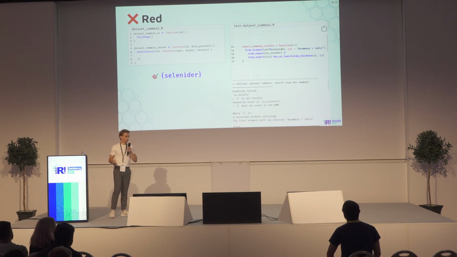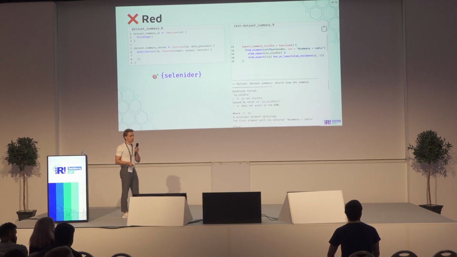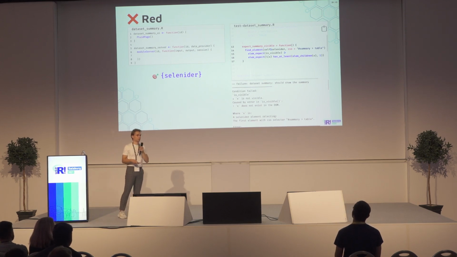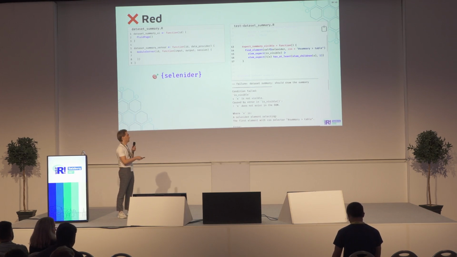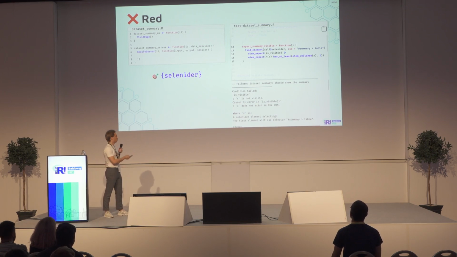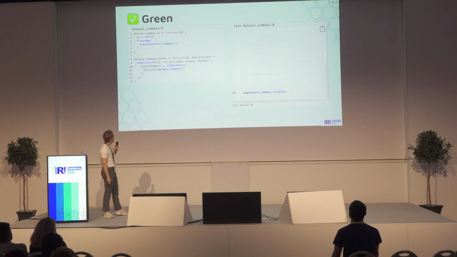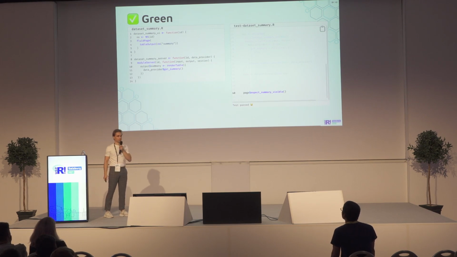And this could be just a starting point. This is how we might understand the requirement that it should be visible. If at any point this understanding changes, we can go back to our expectation function and modify it. So now we just add the table output, we add the render function, we call getSummary method, and suddenly tests are green.